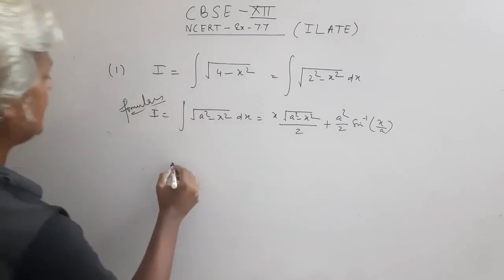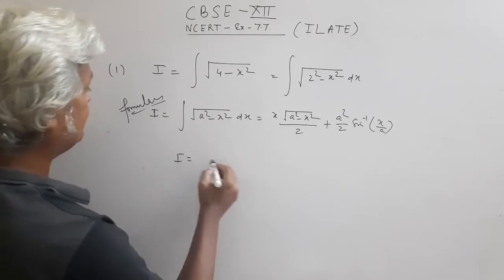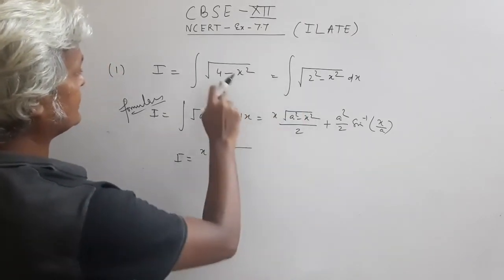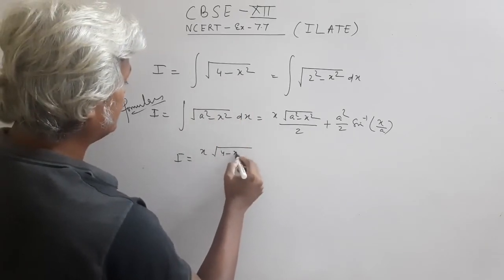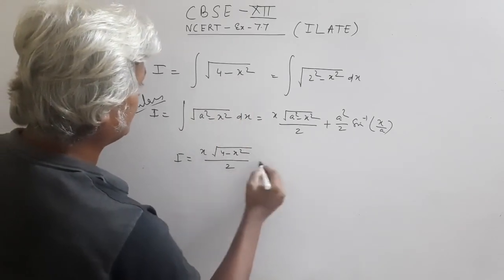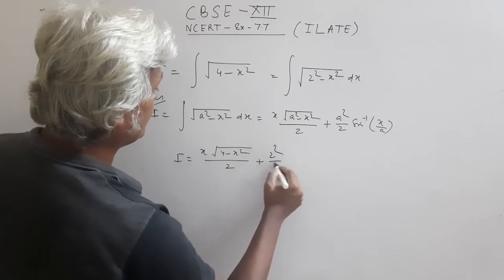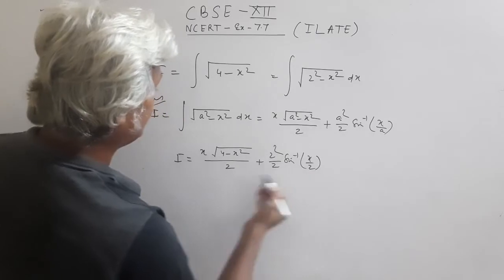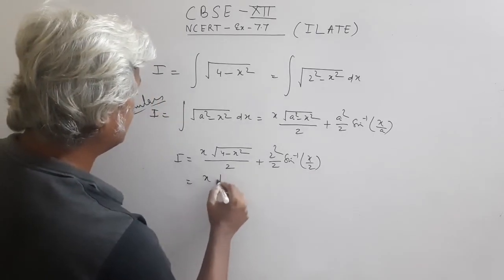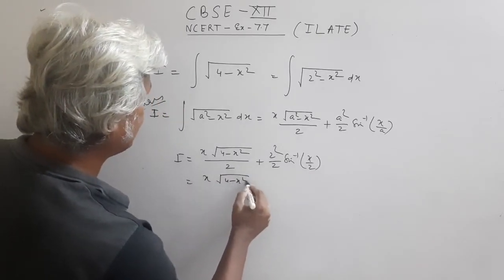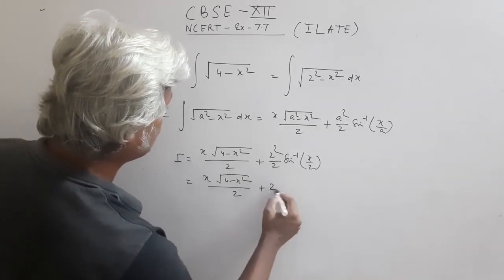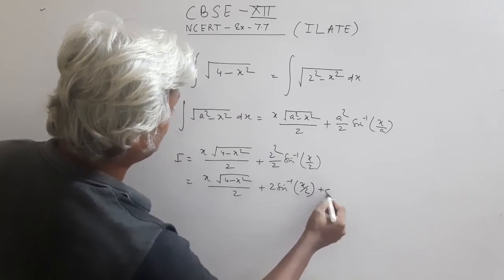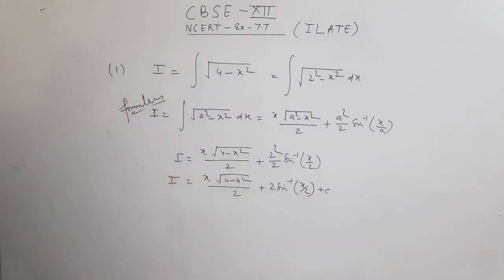So this is the formula, and here our integration will be x under root a square minus x square, which is 4 minus x square, over 2, plus 2 square by 2 sine inverse x by 2 plus c. That is x under root 4 minus x square by 2 plus 2 sine inverse x by 2 plus c. This is done. Question number 1 is gone.